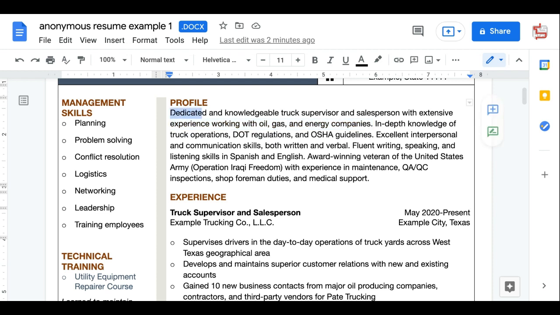I included this part up here, dedicated and knowledgeable truck supervisor, blah, blah, blah, as a way to just tie into that part, the experience part. Excellent interpersonal and communication skills, both written and verbal. This is also taken directly from the job ad.